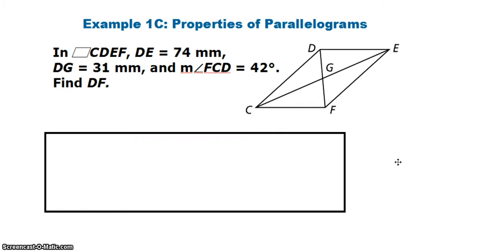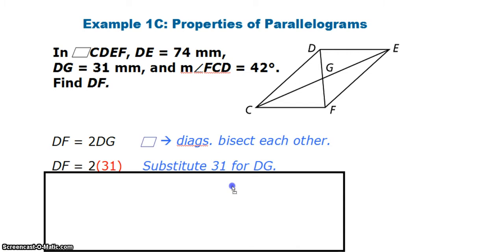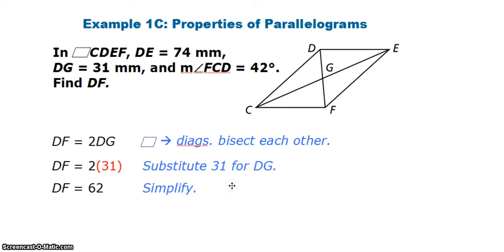Find DF. Pause and find DF. Come on back. Okay, so DF is one diagonal, CE is another, so we know that DG and GF are equal, right? And we actually know DG. So two of those would give us the entire DF. So we can say DF equals 2 DGs. Diagonals bisect each other. So 2 times 31, substitute, is 62.